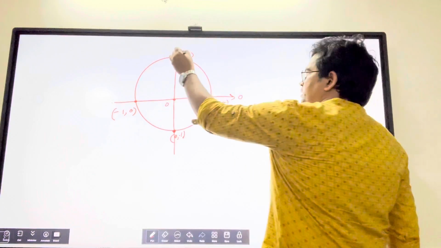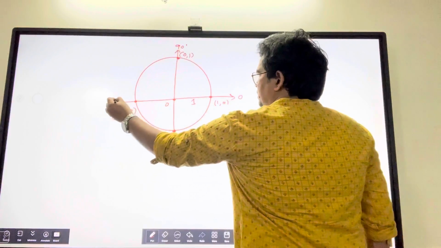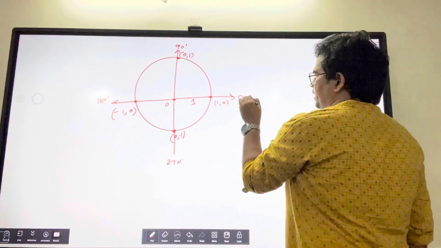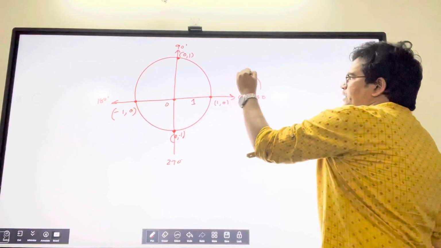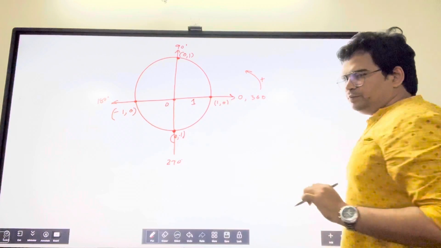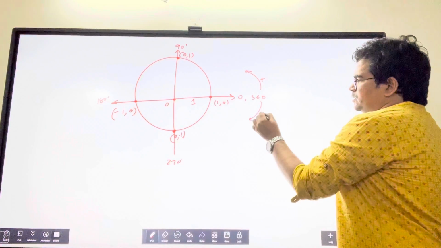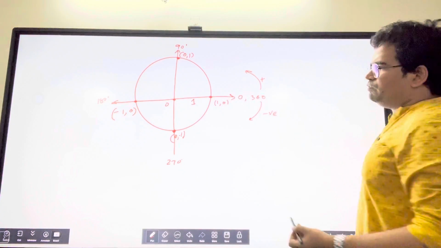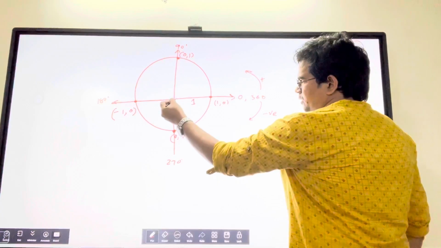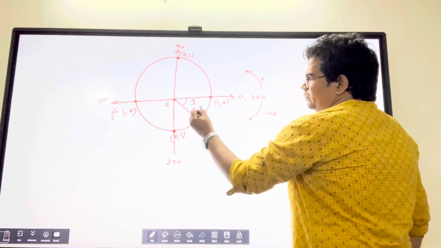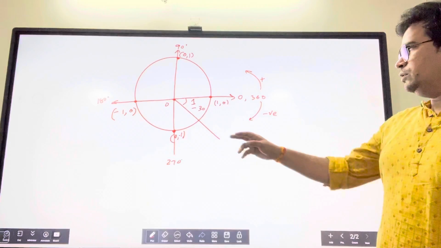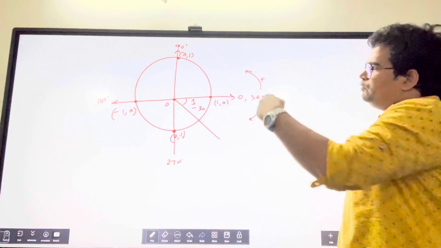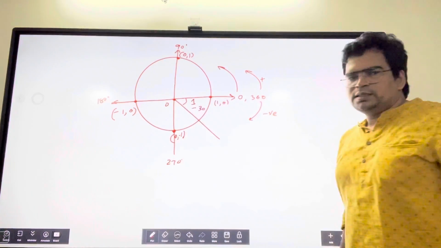Then you have this angle, which is 90 degrees. This is 180 degrees. This is 270 degrees, and this is back to 360. If you go anti-clockwise, your angle is taken as positive. If you go clockwise, your angle is referred to as negative. So anti-clockwise is always a positive angle. Suppose I go 30 degrees clockwise, this angle will be somewhere here, which we will call negative 30, not positive 30, because if you go clockwise, your angle is always referred to as negative.